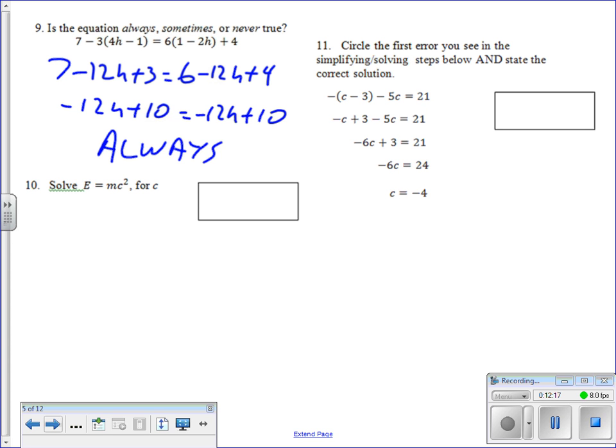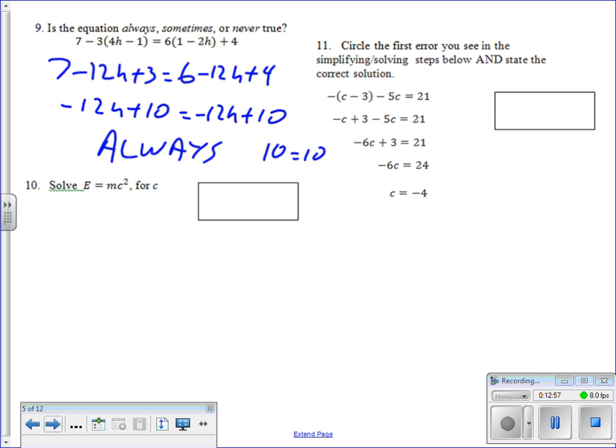If I ever get to a point where I have exactly the same thing on both sides, it's always true. And I don't need to go any farther if I got it figured out by this point, because it doesn't say solve. It says give me always, sometimes, or never. And once you understand which one it is, you answer which one it is. You don't need to go any farther if you understand this one is. If you need to make the next step, which would be add 12h to both sides, you would get 10 equals 10. Ooh, that's always true. Okay. If you need to make that next step, make that next step. If you don't. Okay.